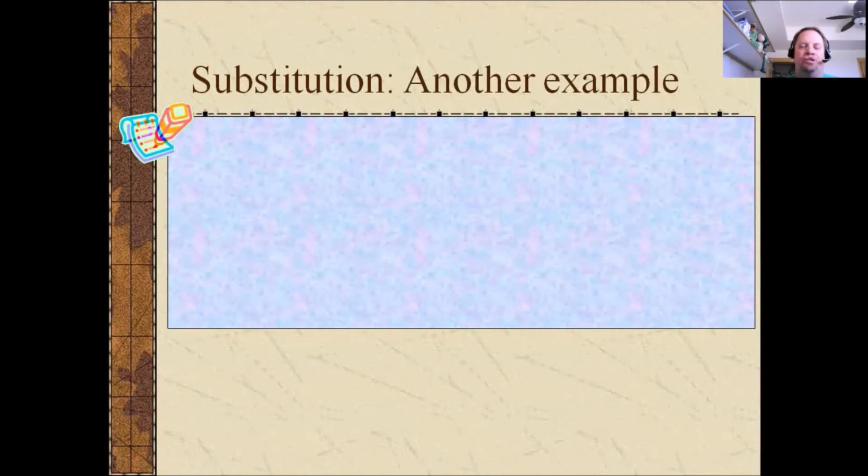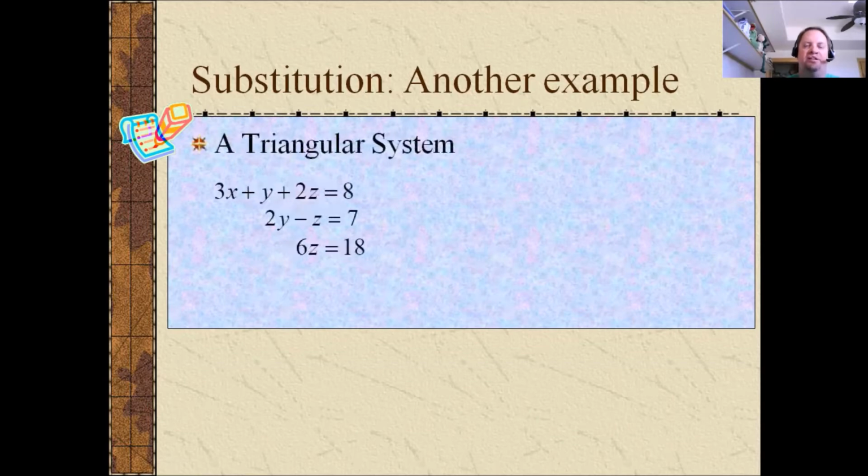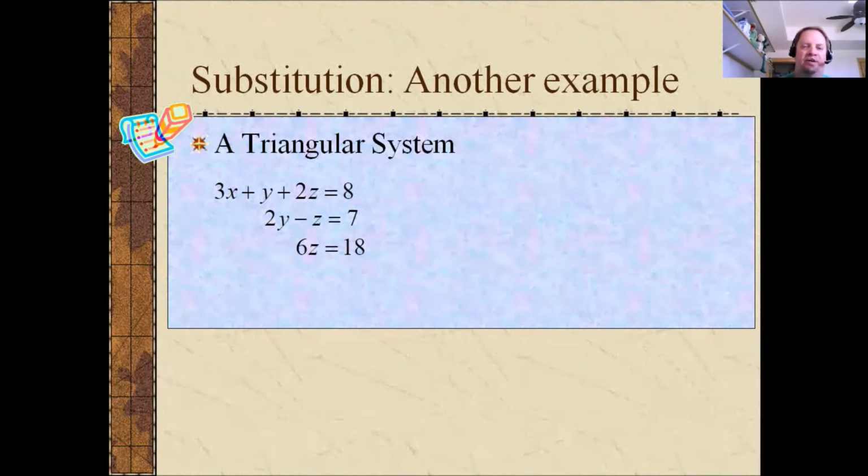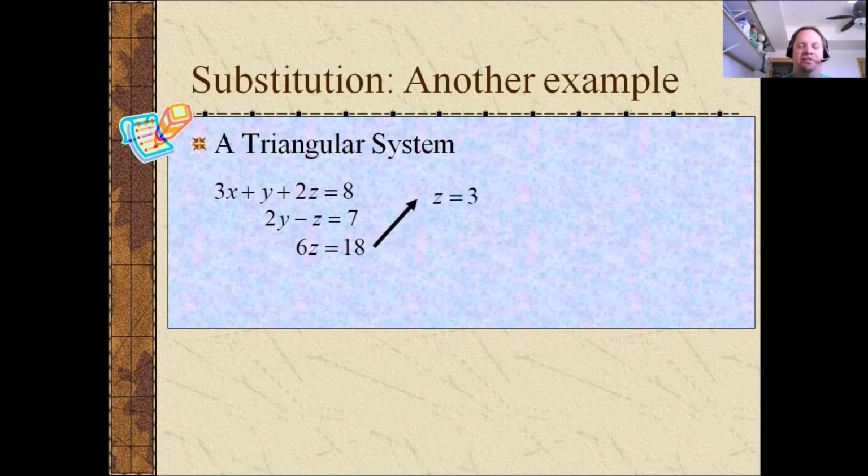Let's see how substitution can help us solve an even bigger system. Here is a system of equations with three unknowns. We call it a triangular system because the shape, when arranged in this way, almost looks like a triangle. As I look at this system of equations, there's one variable that I can immediately find the value of. Z has to equal 3 for that last equation to make sense. If I know that Z equals 3, I can put that into the second equation.